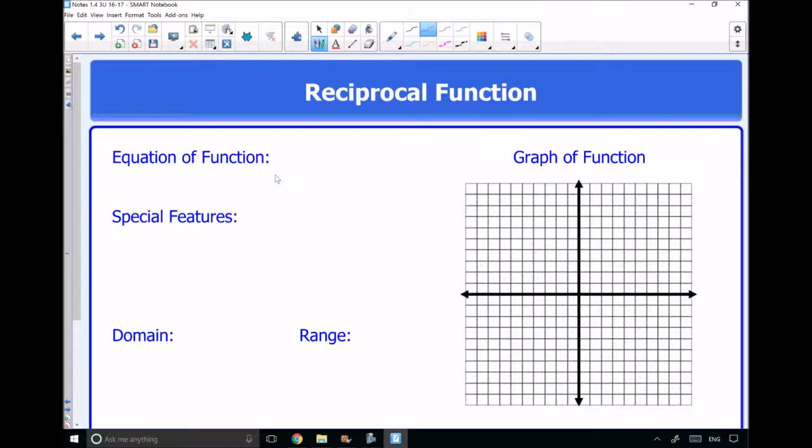All right, we have another parent function, and it's the reciprocal function. And if you remember, reciprocal just means that you're going to be flipping the value. So the reciprocal function is just plain and simply 1 over x. Now this one is a trickier function. So what I'm going to do right here is I'm going to label my axes, and this time I'm actually going to go by halves. Okay, so I'm going to label it as follows, and I'm going to go by halves.